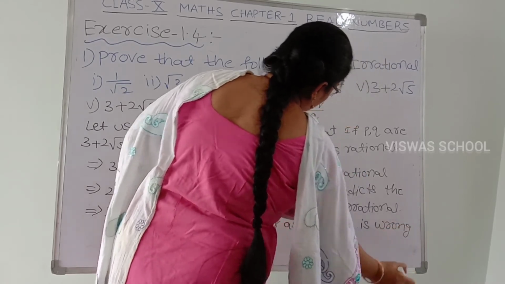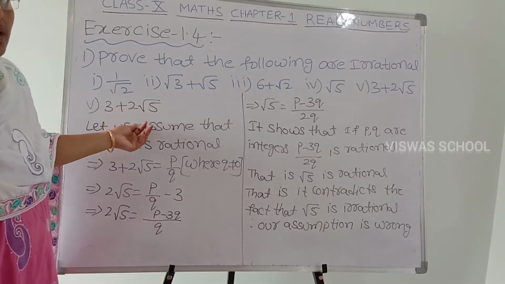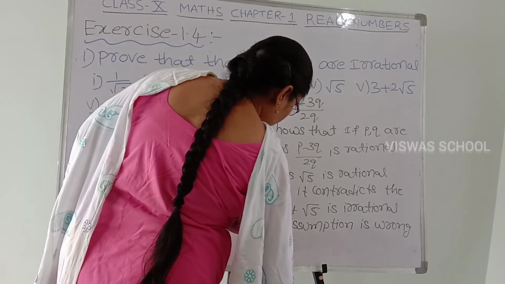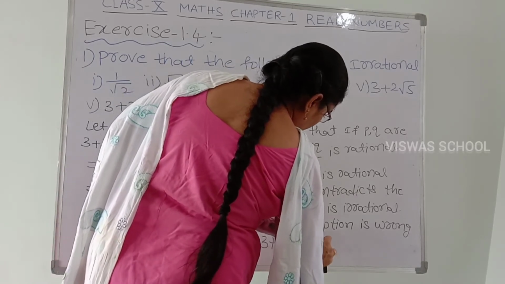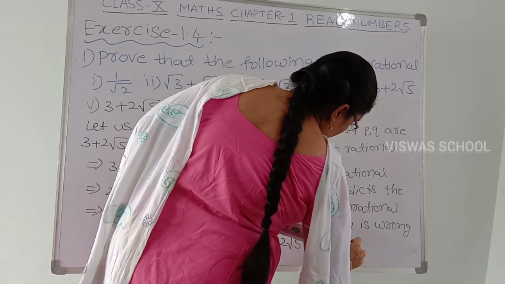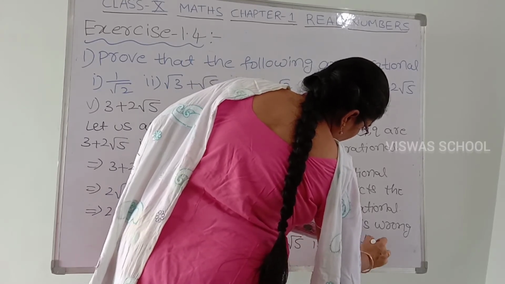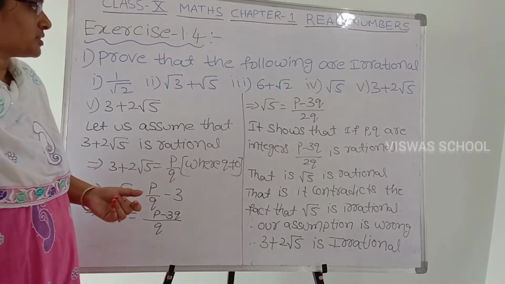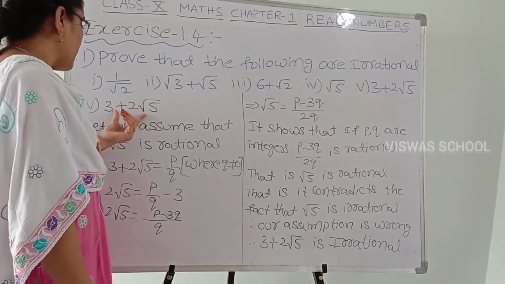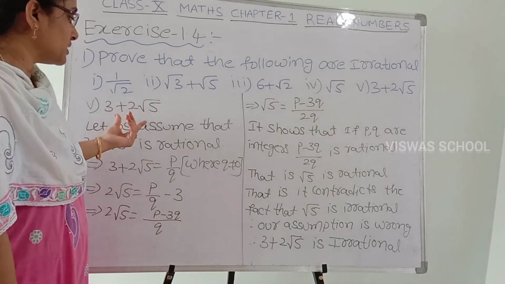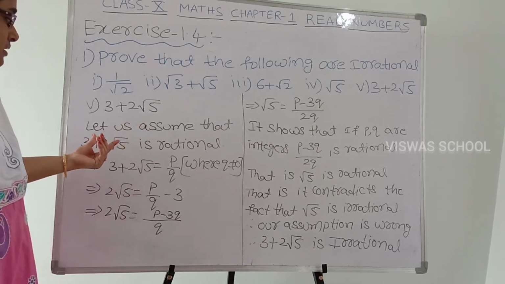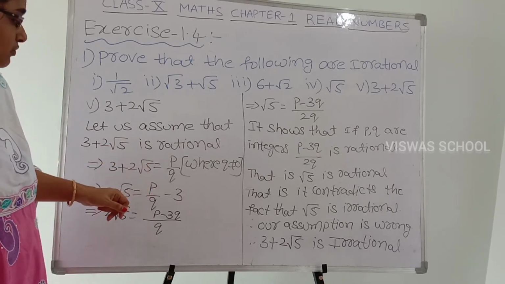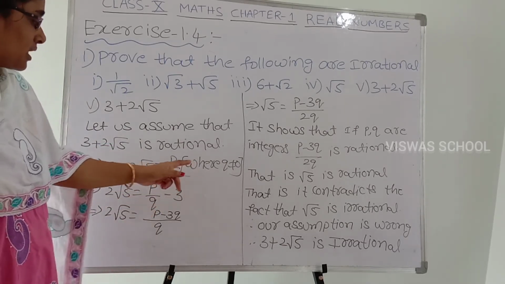Our assumption is wrong means here 3 plus 2 root 5 is an irrational number. Once you see here, our given problem is 3 plus 2 root 5. To prove this is an irrational number, we are assuming that 3 plus 2 root 5 is a rational number. If it is rational, it is in the form of P by Q, where P and Q are integers, Q is not equal to 0.